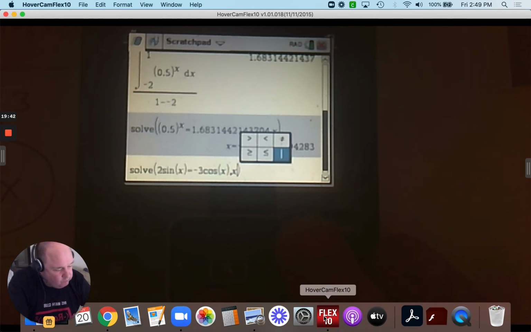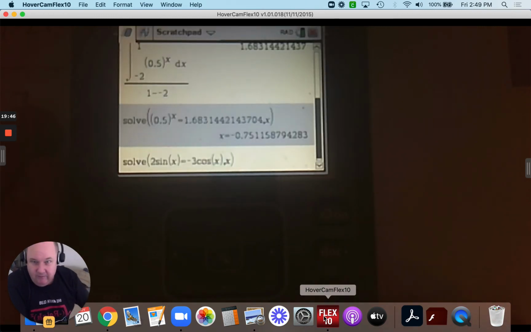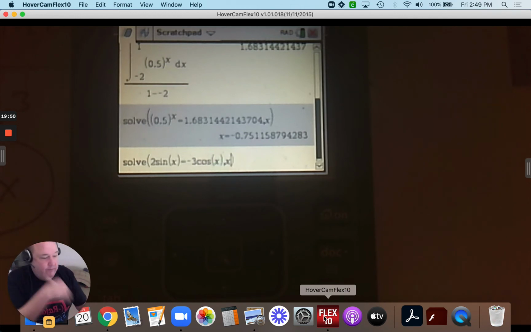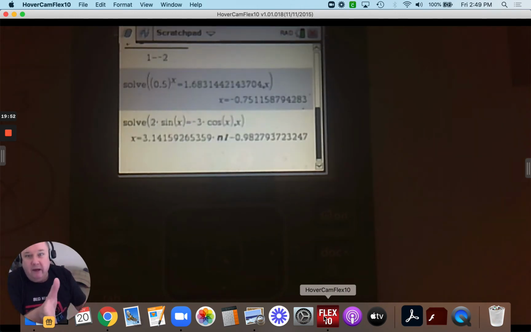Let me do this. If I make them equal to each other and try to solve it, you're going to get an ugly answer, because it keeps repeating over and over again when they intersect. There's an infinite number of times they intersect. I just wanted to see what it would be like in the interval between 0 and pi.